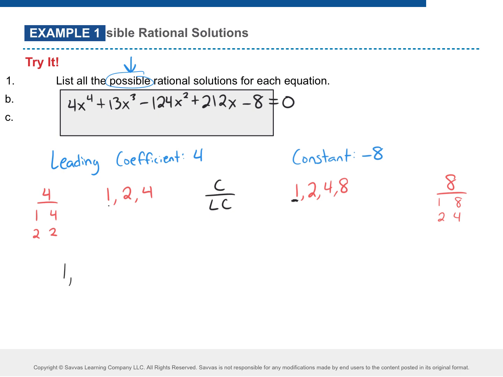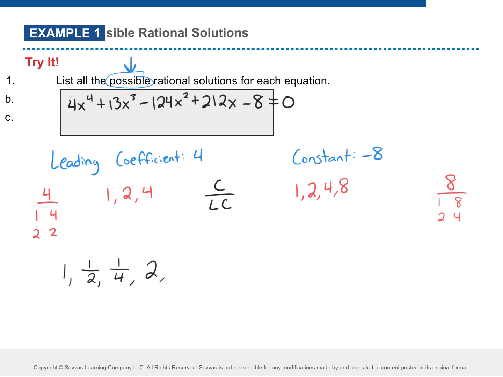1 divided by 2 is 1/2. 1 divided by 4 is 1/4. What do I do next? Go to the next number, which is 2. So 2 divided by 1 is 2. 2 divided by 2 is, do I need the 1? No. 2 divided by 4 is 1/2. Do I need to write 1/2 again? No. What do I do next?